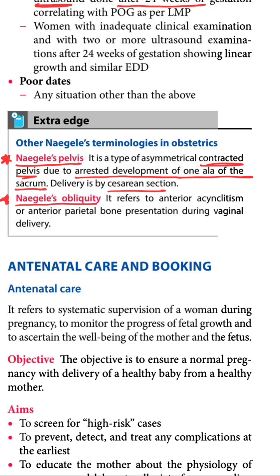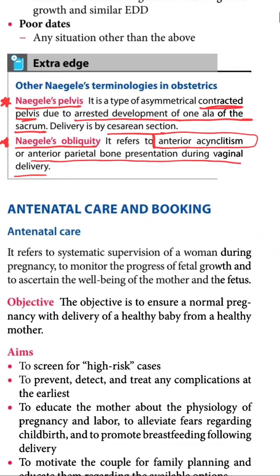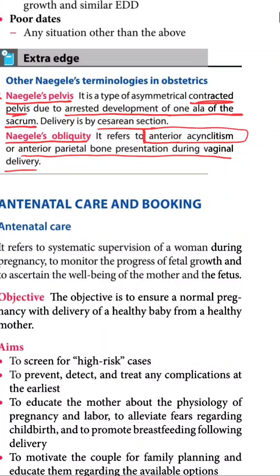And what is Naegeli's obliquity? Naegeli's obliquity refers to anterior asynclitism. Anterior asynclitism is nothing but Naegeli's obliquity or anterior parietal bone presentation during vaginal delivery. So that is your Naegeli's obliquity. Anterior asynclitism or anterior parietal bone presentation during vaginal delivery is known as Naegeli's obliquity. So these are some extra edges.